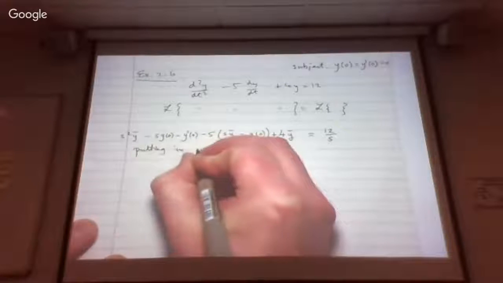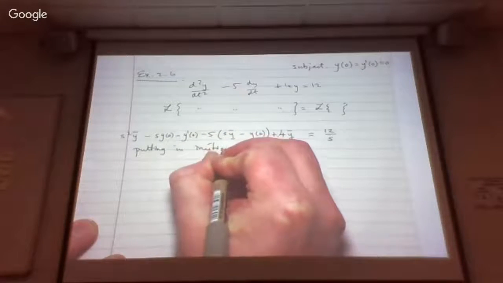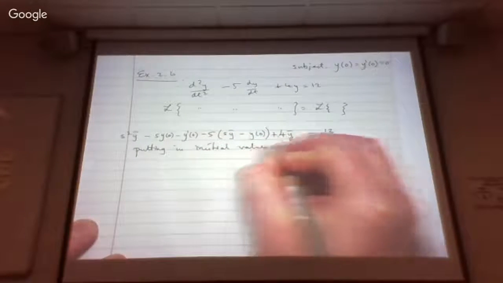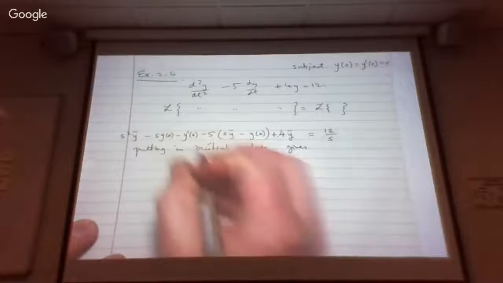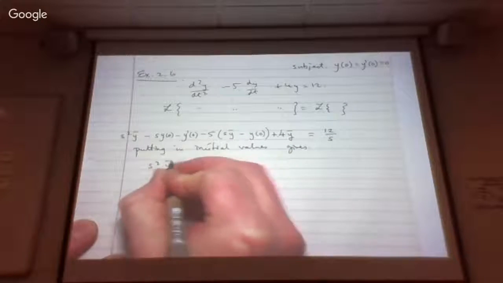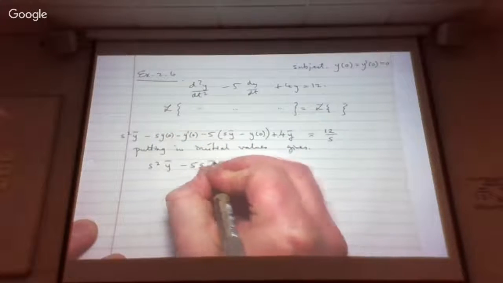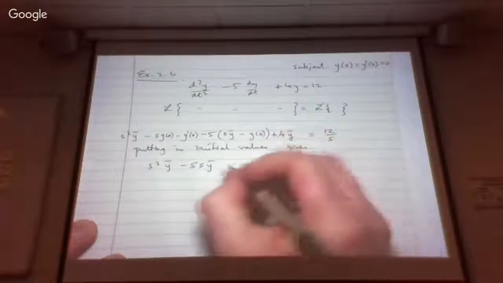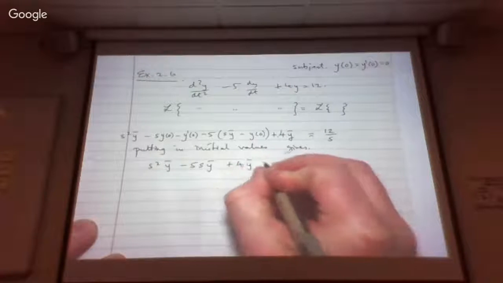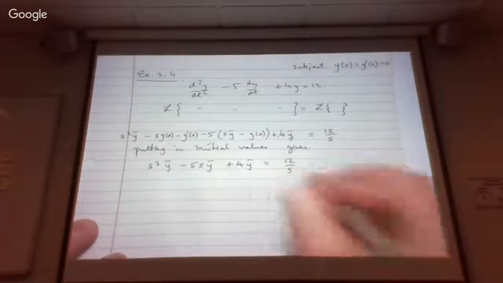So putting in the initial values, okay, we've got s squared times y bar, minus 0, 0, minus 5s times y bar, minus 0, plus 4 times y bar equals 12 over s.